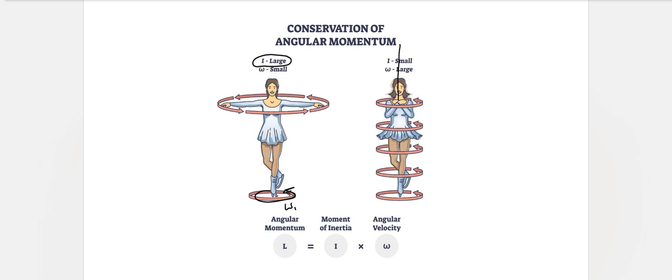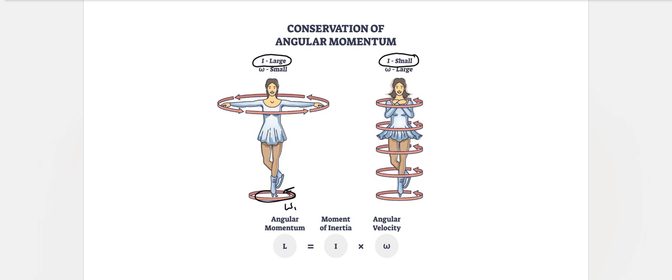Again, the axis of rotation goes right through here. And in this picture, her mass is much closer on average, or at least a little bit closer, to the rotation axis. So in the second picture, this person has a relatively small moment of inertia.